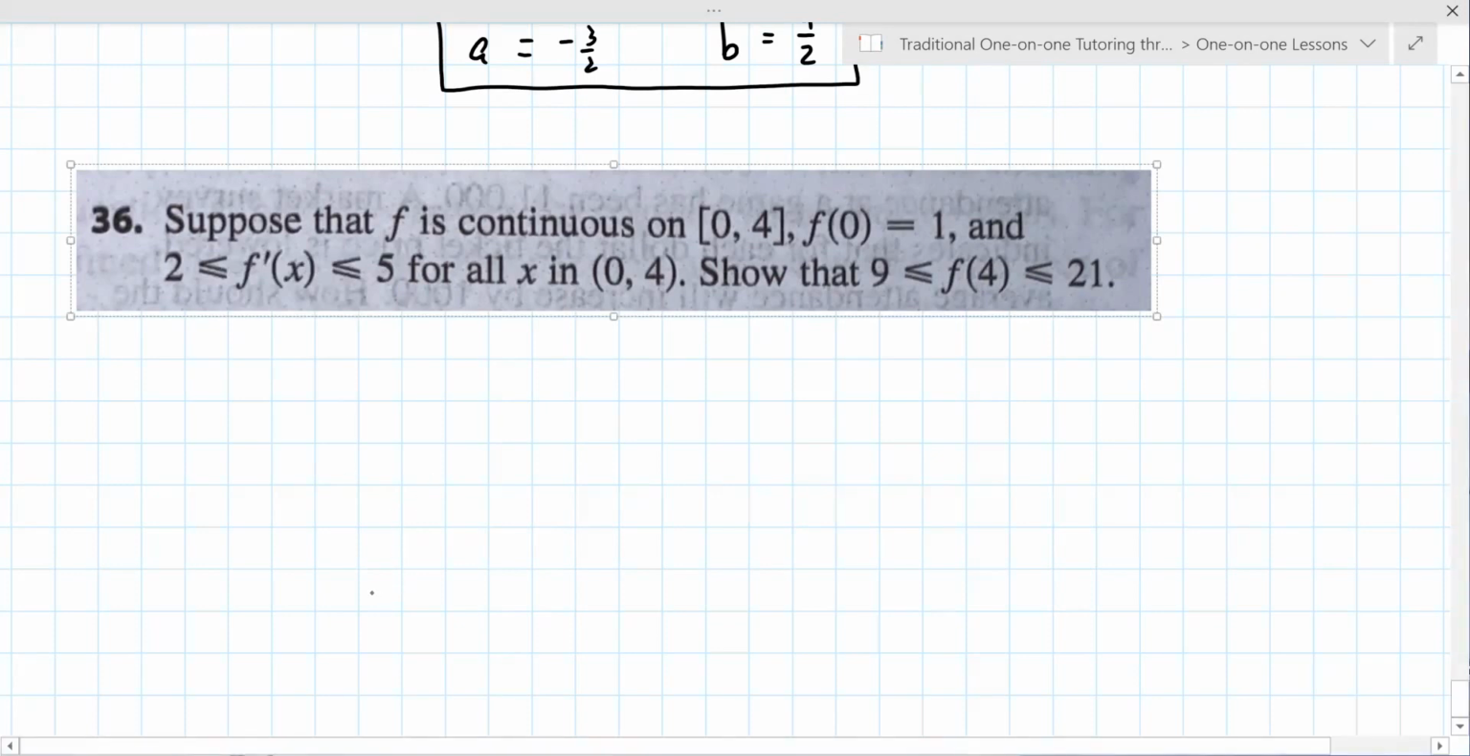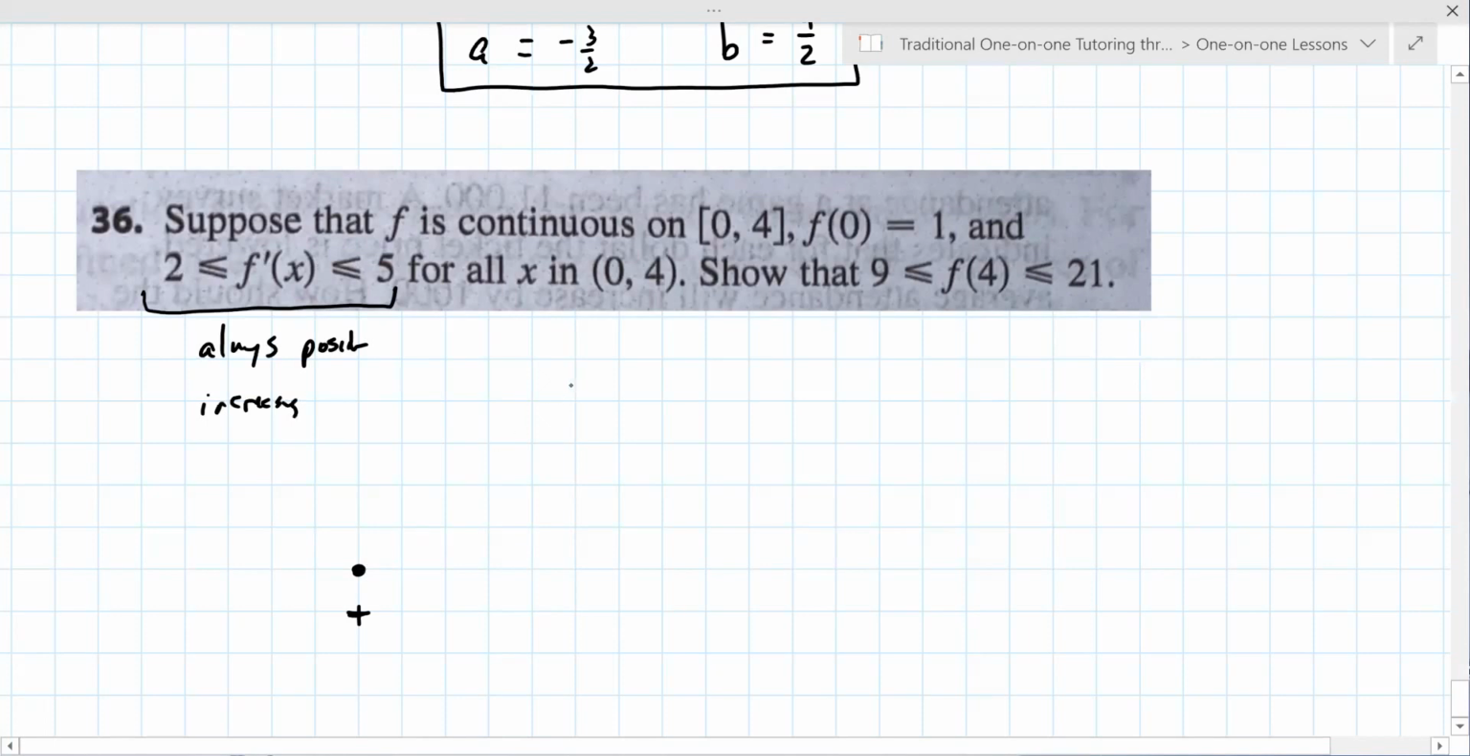f of 0 is 1. Okay, so there's my origin right there, and that's (0, 1). From 0 to 4, the derivative is 2 to 5. This means the following for sure. It means that it's always positive, and that means the original function is increasing. So if it starts here, it has to go up.